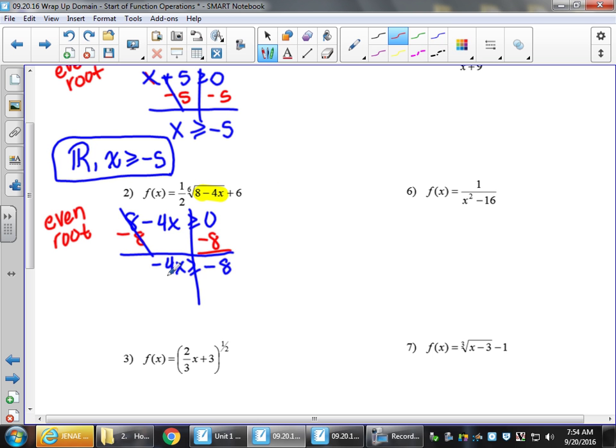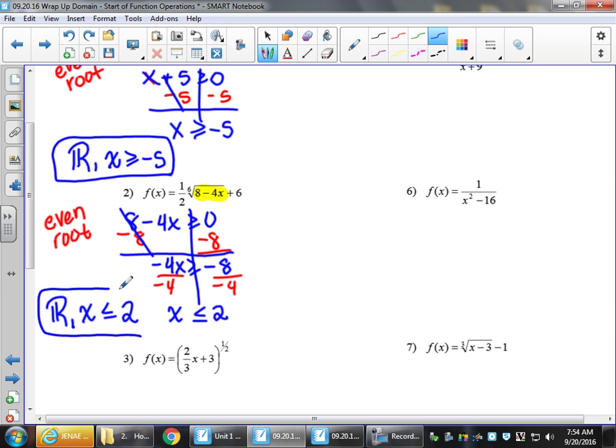When I divide by a negative, what happens to my inequality sign? Changes direction. Good. So now I have x is less than or equal to 2. All real numbers, x less than or equal to 2. So check. Did you allow that inequality sign to switch directions the way it needed to? Did we keep track of our negatives?